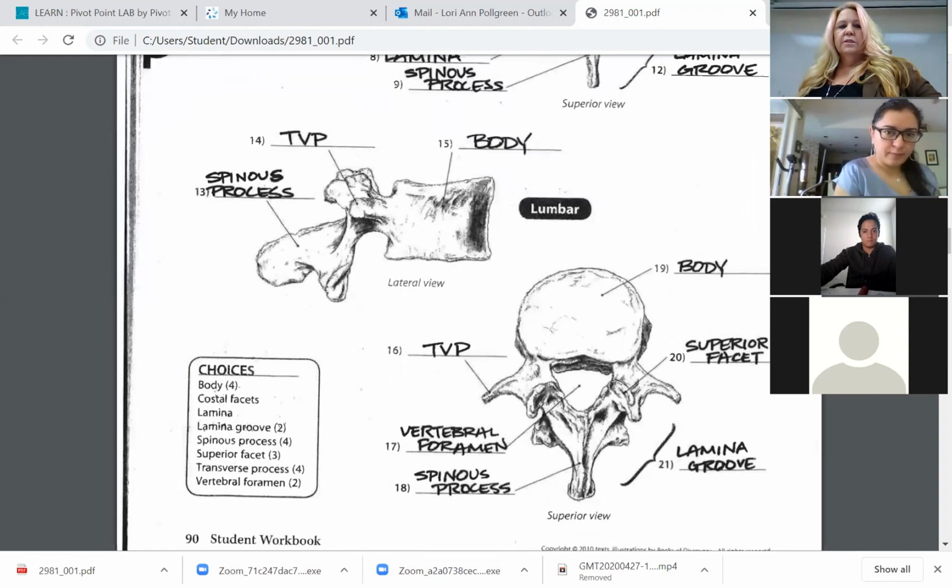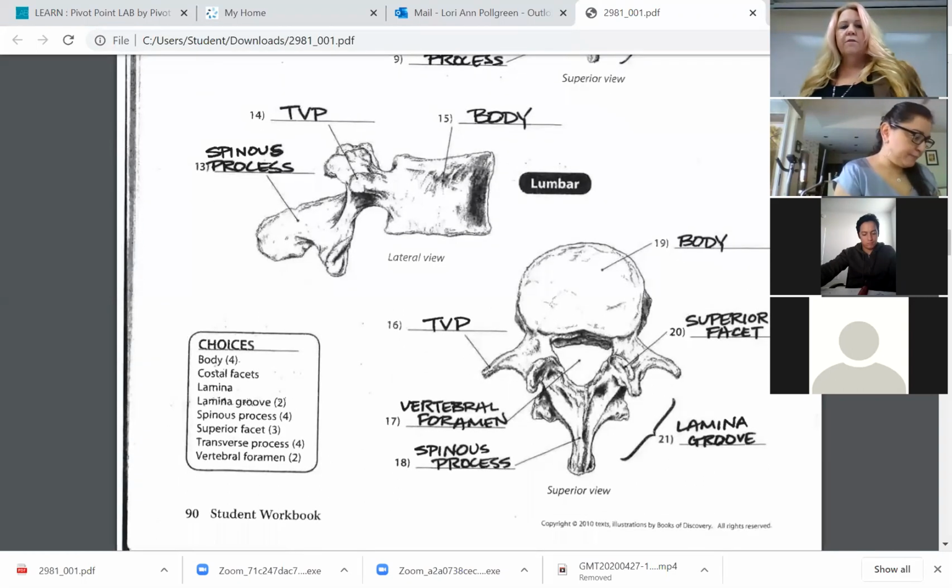Picking up with 13, we're down here now on the lumbar vertebrae. Look at how different the spinous process looks now that we're down on lumbar. It's coming back up straight again, and it's wider, almost kind of like a little paddle or rudder. So 13 is our spinous process.